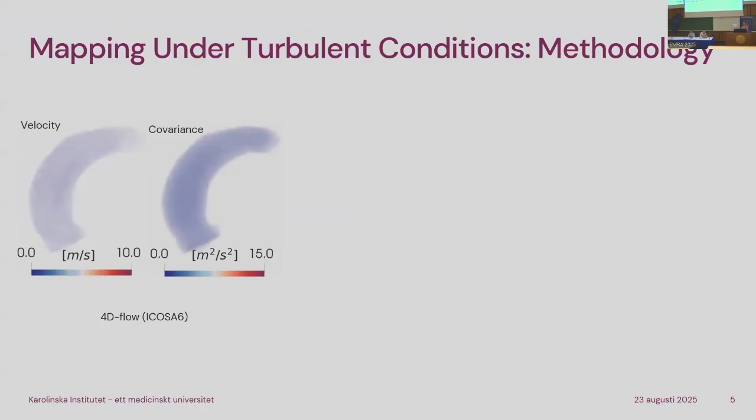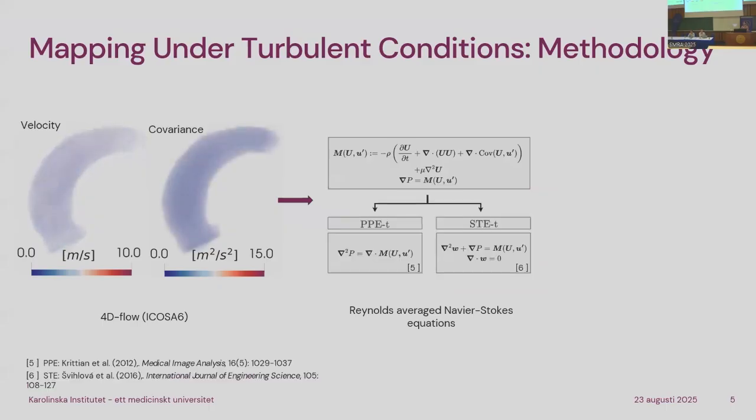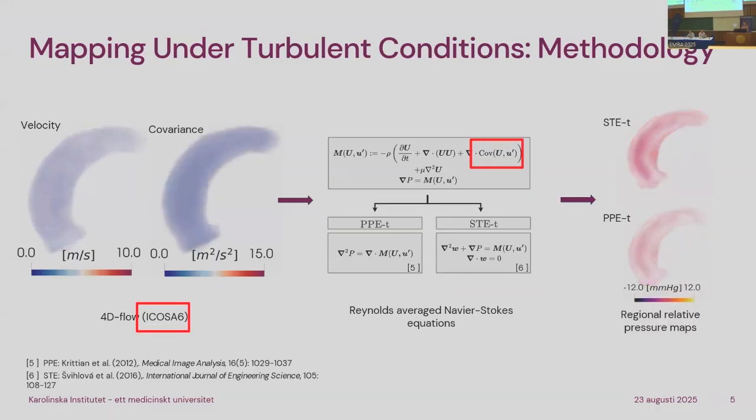Briefly glancing over the methodology, we acquire velocity and covariance, which is linked to the turbulent activity of the flow. We use the Reynolds-averaged Navier-Stokes equations and then derive, or extend, two previously existing full field pressure mapping techniques into the turbulent regime. I want to emphasize this term here because this is really what we acquire with these types of sequences. And in the end, this allows us to map pressure over space and time.